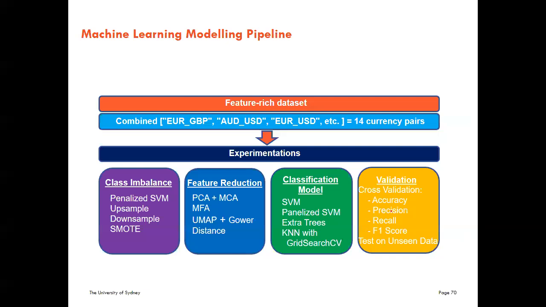They had one class, which was the true positives. They had this class outnumbering the false ones. So they had to use some algorithms to do this. Then they had this feature reduction, classification models. They have used so many classification models, experiments, and then at the end, they did the verification.